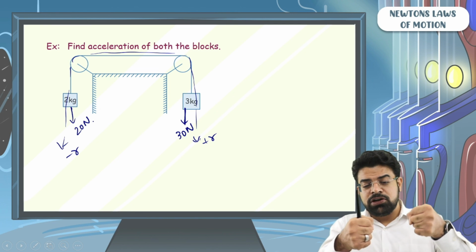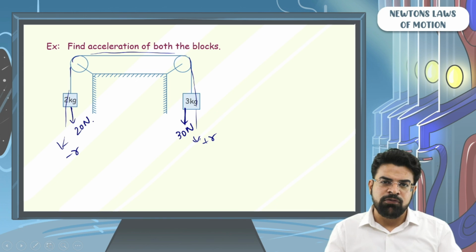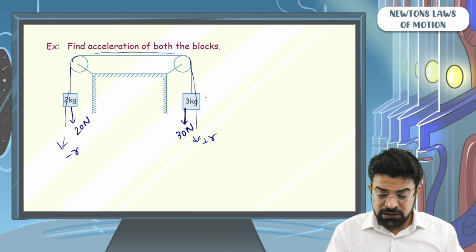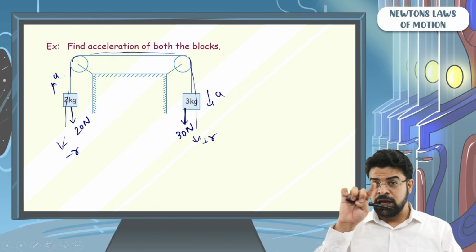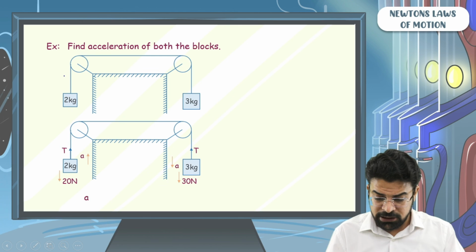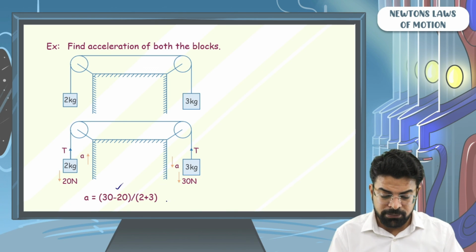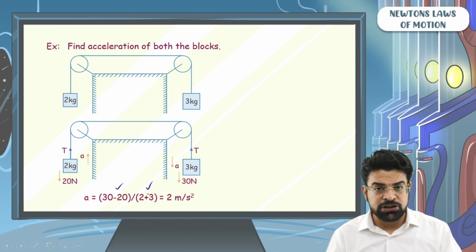30 Newton wanted to move towards positive gamma, 20 Newton wanted to move towards negative gamma. The 30 Newton one will win. So we will say the acceleration will be equal to the net driving force along the string upon the total mass of system. So acceleration will be equal to 30 minus 20 upon 2 plus 3. That becomes 10 by 5, which is 2 meter per second square.